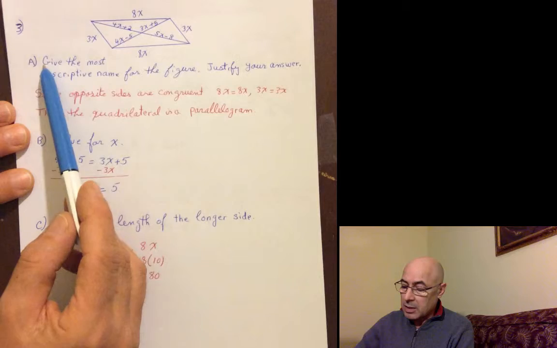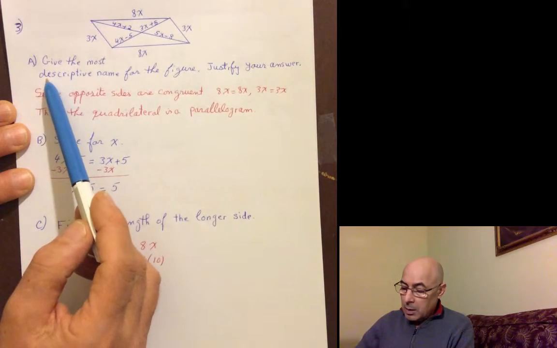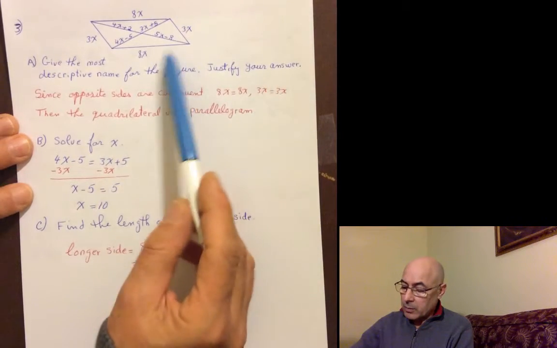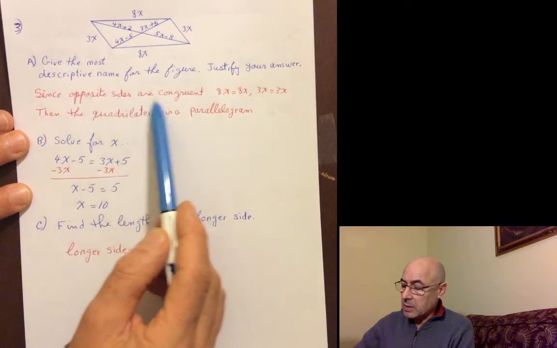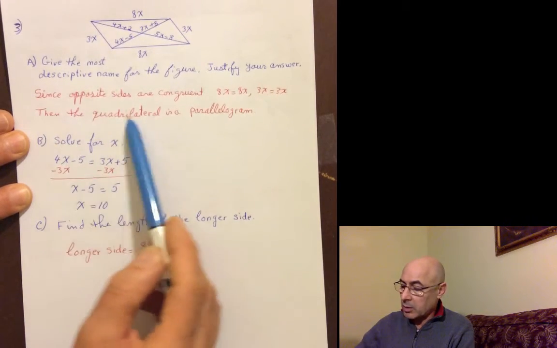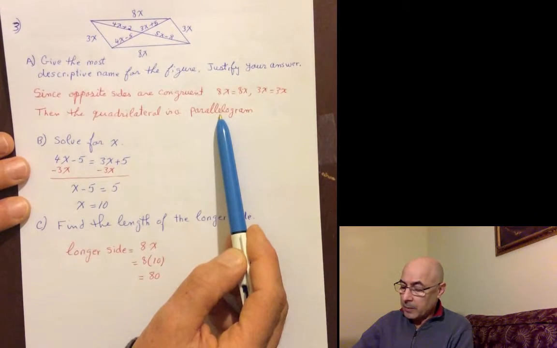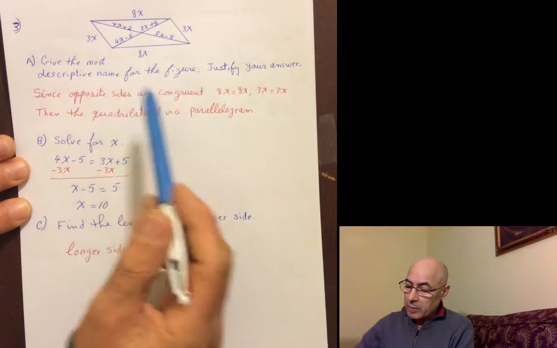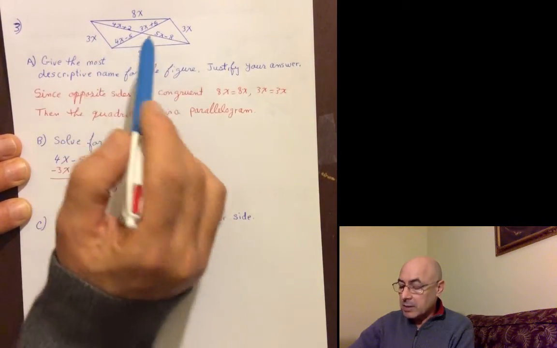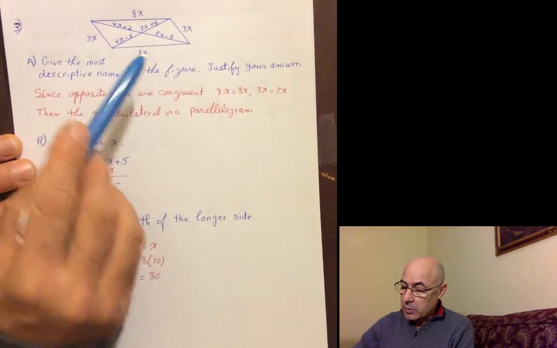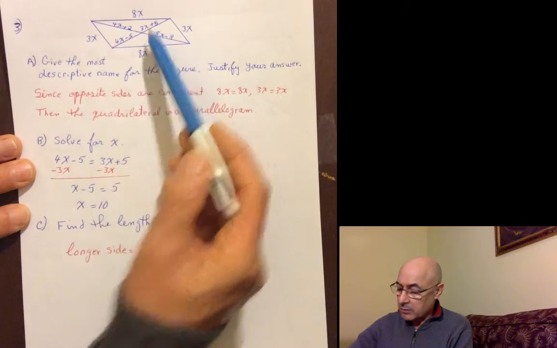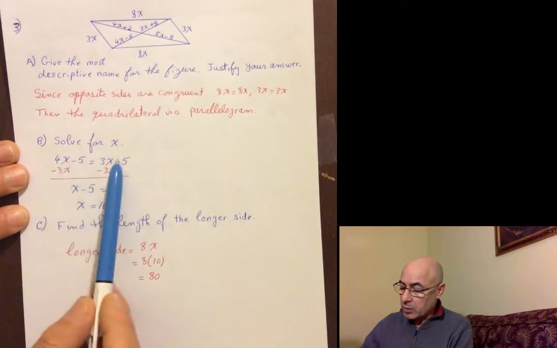Because the problem is saying give the most descriptive name for the figure, justify your answer. So now, since opposite sides are congruent, 8x equals 8x and 3x equals 3x, then the quadrilateral is a parallelogram. Now solve for x. You want to find the value of x. We know that in a parallelogram, the two diagonals bisect each other. So this 4x minus 5 is going to be equal to 3x plus 5. That's going to be your equation to find x.